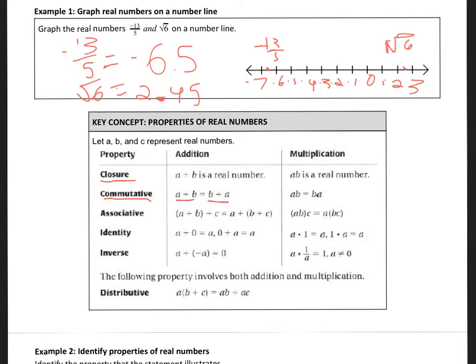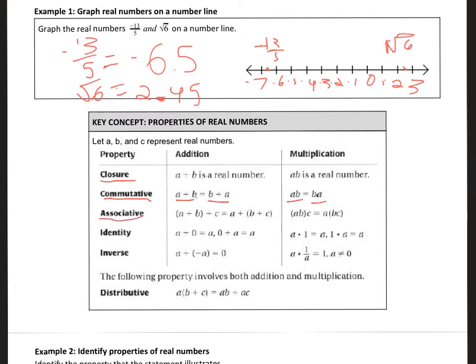The commutative property of multiplication: order doesn't matter in multiplication. I can rearrange the order of the numbers in that multiplication, and the product, that result, is still the same. So the commutative property changes the order of the numbers, okay? The numbers in your addition, the numbers in your multiplication.